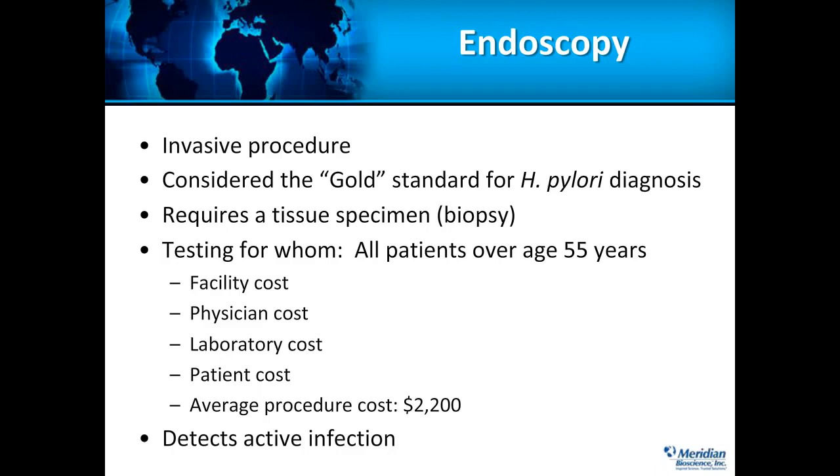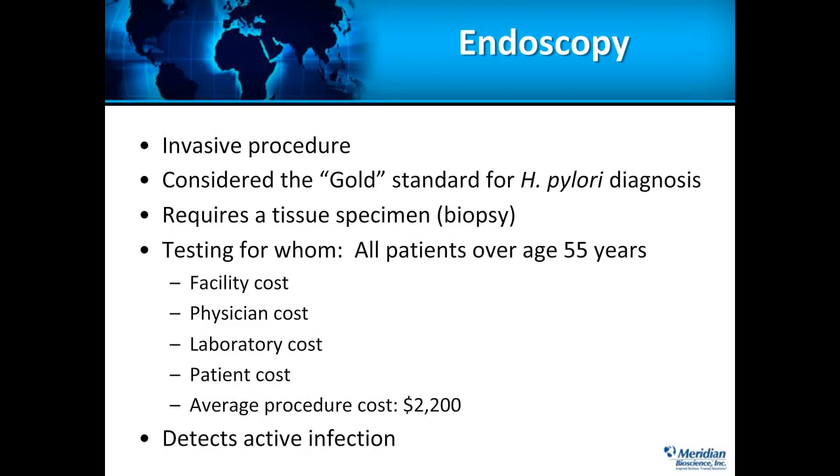So for patients who are older than age 55 and for those patients who have alarm signs, they are undergoing endoscopy to look for complicated ulcer disease or gastric cancer. So in these patients, gastric biopsy is often obtained, and H. pylori diagnosis is made on histologic analysis of the biopsy specimen. So in this high-risk group of patients, an endoscopy is already being performed, and obtaining a specimen is routine as part of the endoscopy.